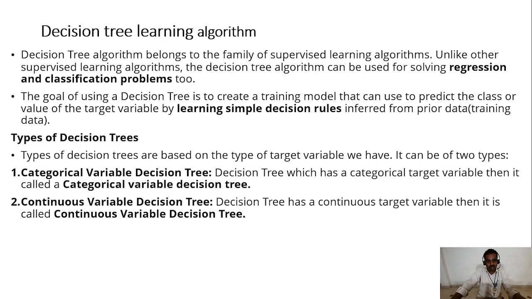There are two types of decision trees, based on the types of target variables we have. One is the categorical variable decision tree, the second one is the continuous variable decision tree. So what is the categorical variable decision tree? If the decision tree has a categorical target variable, then it is called the categorical variable decision tree. If the decision tree has a continuous target variable, then it is called the continuous variable decision tree.